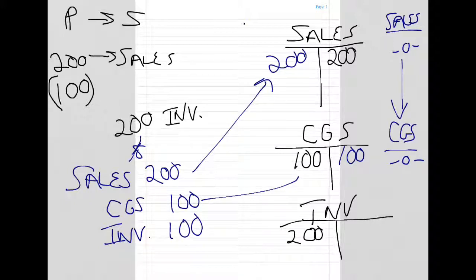And since the inventory amount that went on the books of the subsidiary was 200, remember the inventory on the parent was zeroed out through the entries on the parent's books of the intercompany sale.